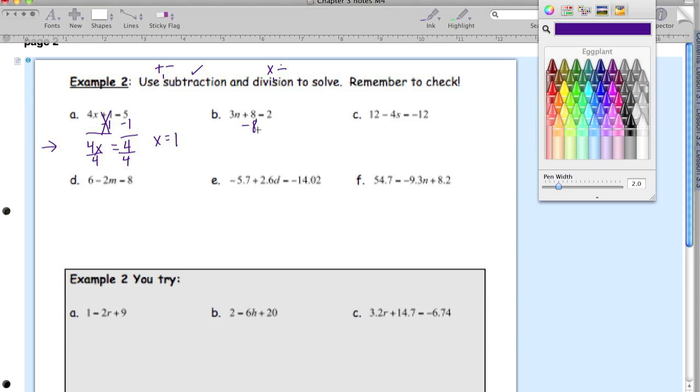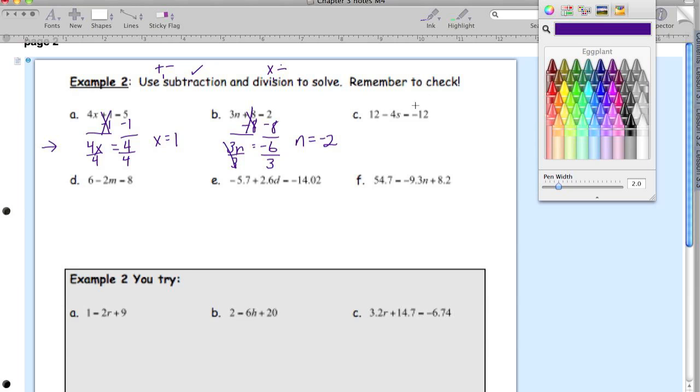It's +8. I do -8 on both sides, my 3n comes down. Those cancel. 2 minus 8 is -6. Now 3 is multiplied by n, so the inverse is to divide. Those cancel. N equals -2. Letter C.